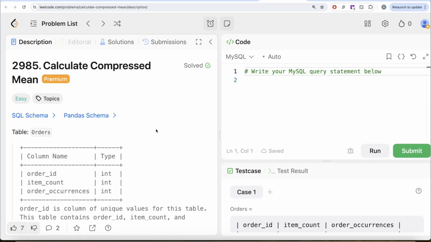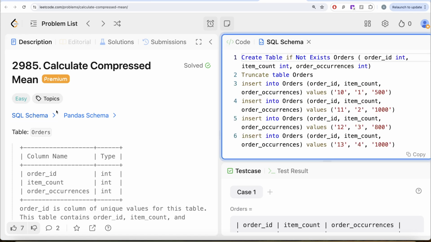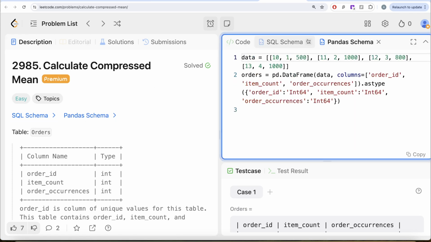This channel, Every Data Science, is all about trying to learn various concepts of data science by practicing a lot of questions. In this video, we are going to solve this question on Leetcode regarding calculate compressed mean. The difficulty level of this question is easy, and I'm going to share the SQL schema as well as the Pandas schema in the description box below.